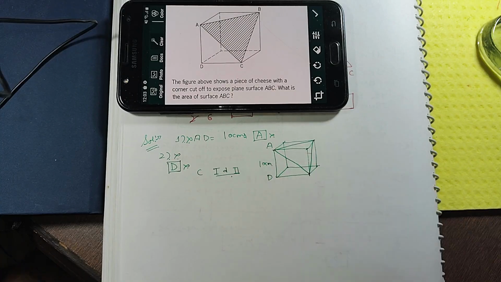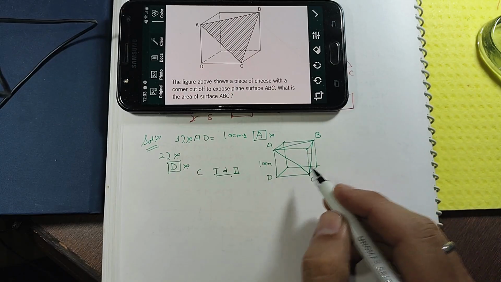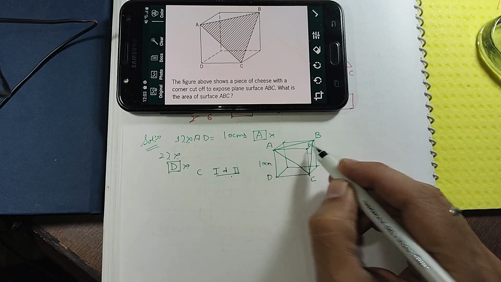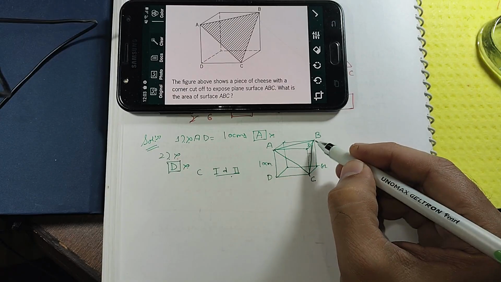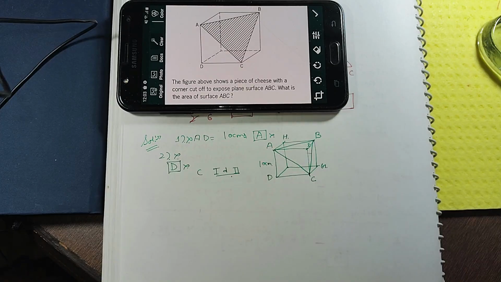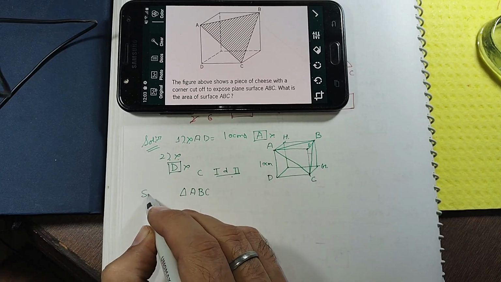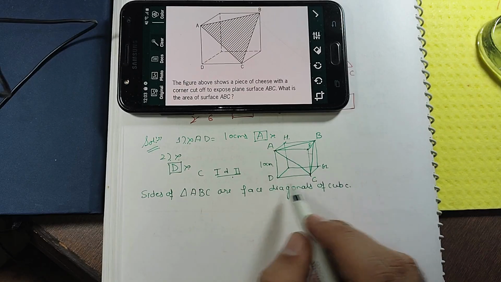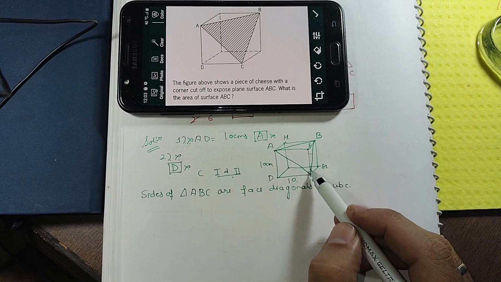So this is basically the sides of this triangle ABC are basically what? AC is the face diagonal of ACDE, right? BC is the face diagonal of ECGB, and AB is the face diagonal of AEBH. Right? So basically the sides of triangle ABC are face diagonals of the cube, right? And since it is a cube, DC will also be equal to 10, and AB will be equal to BC will be equal to AC.